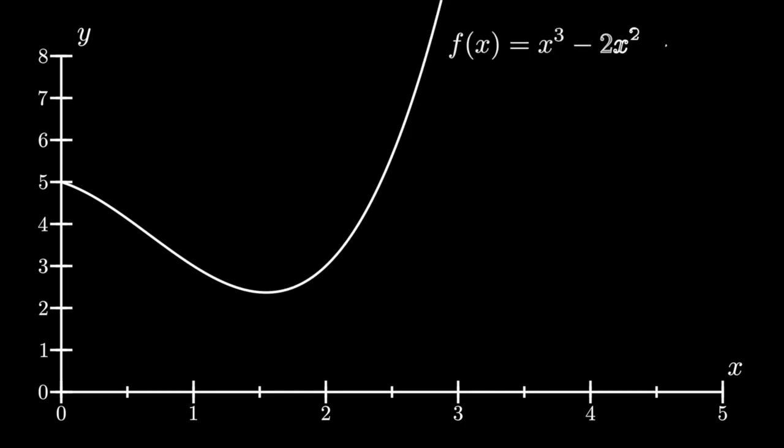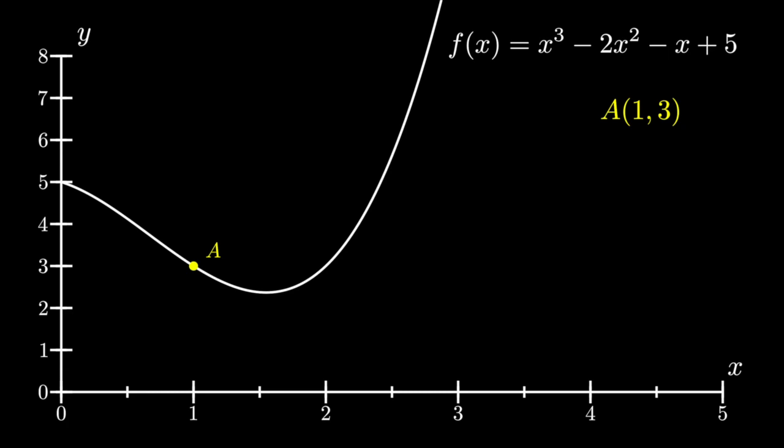So let's say we have the function x cubed minus 2x squared minus x plus 5. We need to find the gradient of the graph at the point x is equal to 1. And so we can use the simple gradient formula, y2 minus y1 divided by x2 minus x1. So let's take A as the point on the graph whose gradient we need to find, which in this case is x is equal to 1.